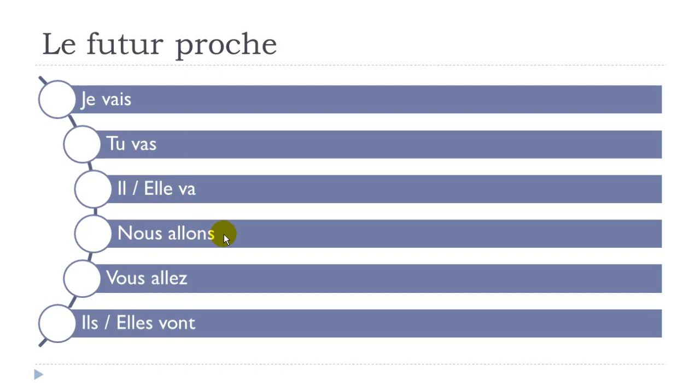Then, vous allez, remember, a Z at the end here will give you this A sound, okay? Allez, and then, as previously, this little link between the two, liaison, vous allez, right? Then, ils vont, final T not pronounced, and then O and N together, on, vont, okay? Ils vont, elles vont. Alright, so one more time. Je vais, tu vas, il va, elle va, nous allons, vous allez, ils vont, elles vont.